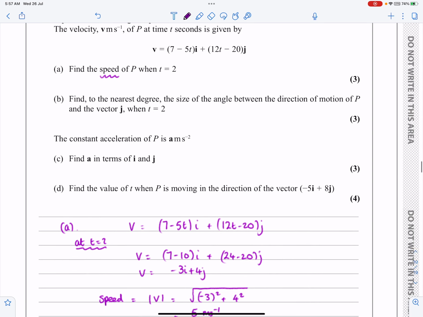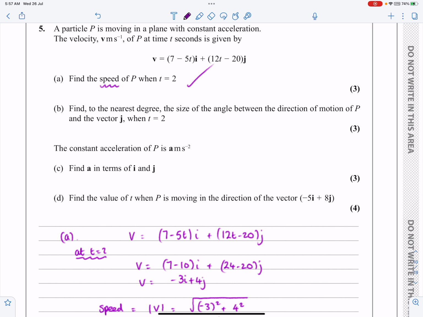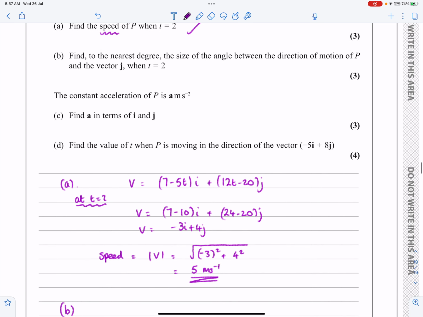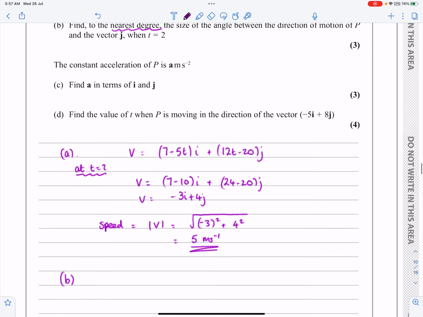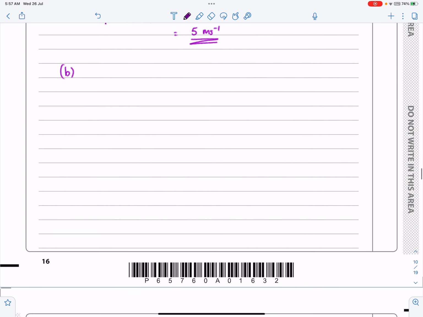That's part A done. Part B, what are they asking us? Find to the nearest degree. Well, again, let's just underline that to remind ourselves at the end. Find to the nearest degree the size of the angle between the direction of motion, okay, between minus 3i plus 4j, and the vector j when t equals 2. Okay, so again, a relatively standard part here.